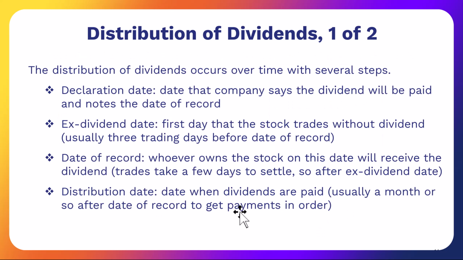There are several dates that are important in the payment of dividends. The declaration date tells us the information about the other dates and information about the actual payment. The distribution date is the date the check is cut for the dividend. But who gets the dividend? For a person to get a dividend, they must be in the company's records on the date of record.